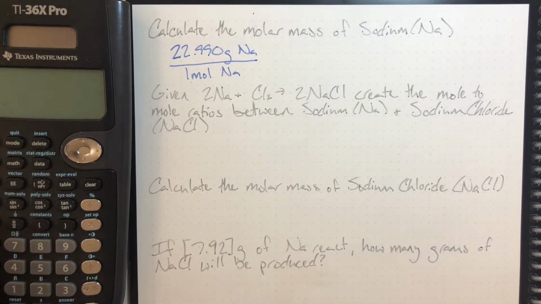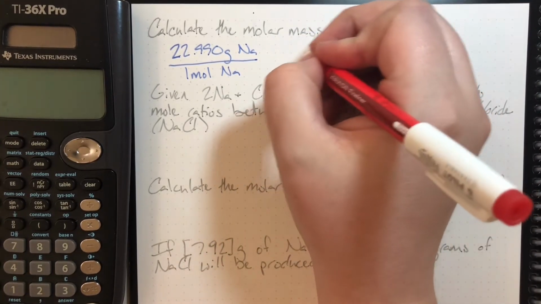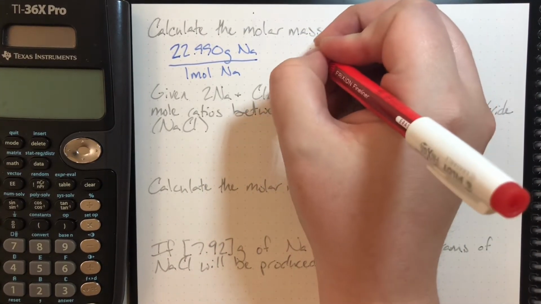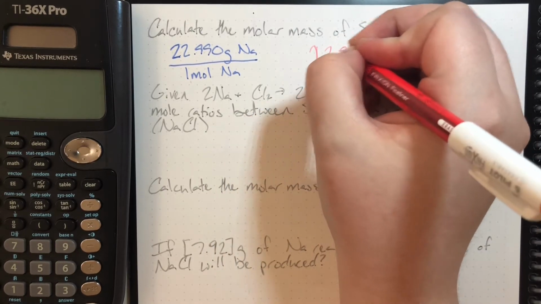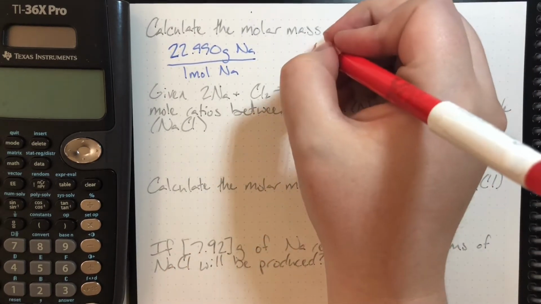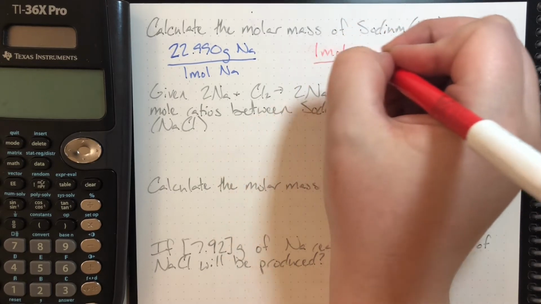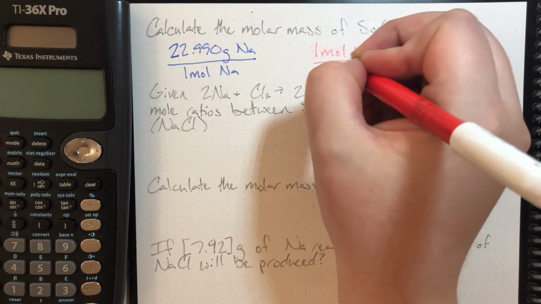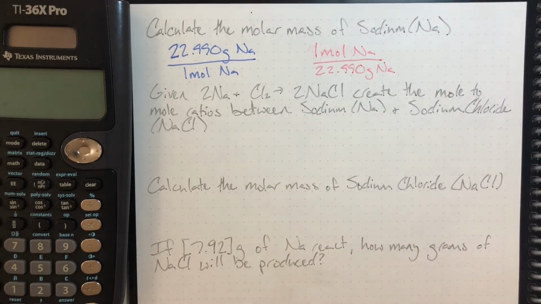So the first version of the ratio I will write is for every 22.990 grams of sodium, I have 1 mole. And the second conversion that I will write is for every 1 mole of sodium, I have 22.990 grams of sodium.